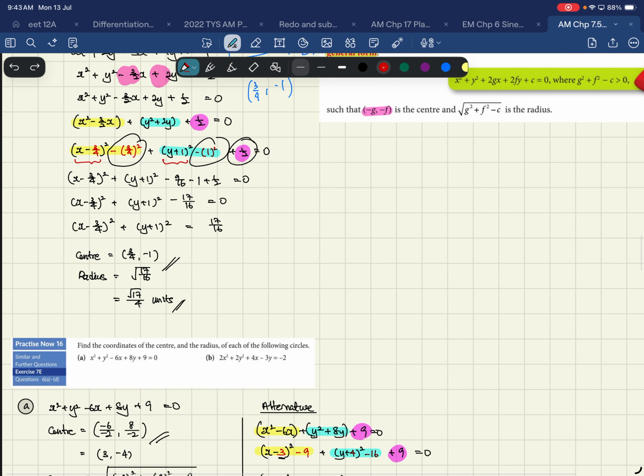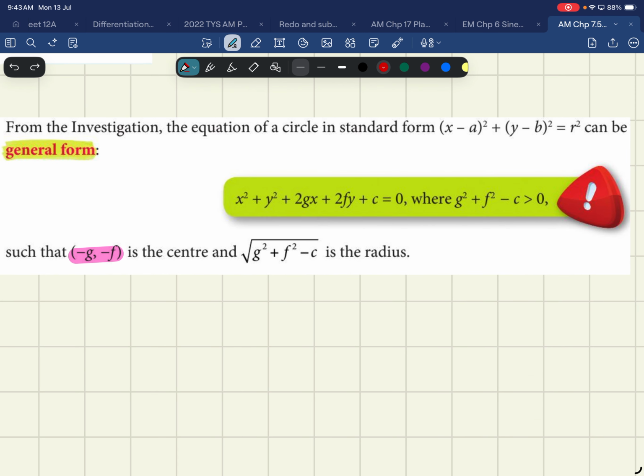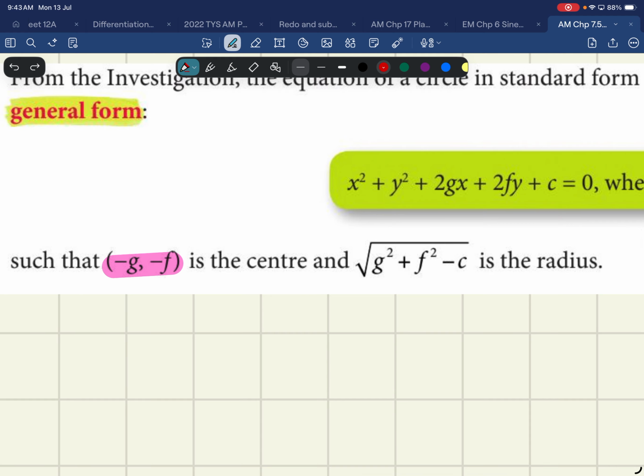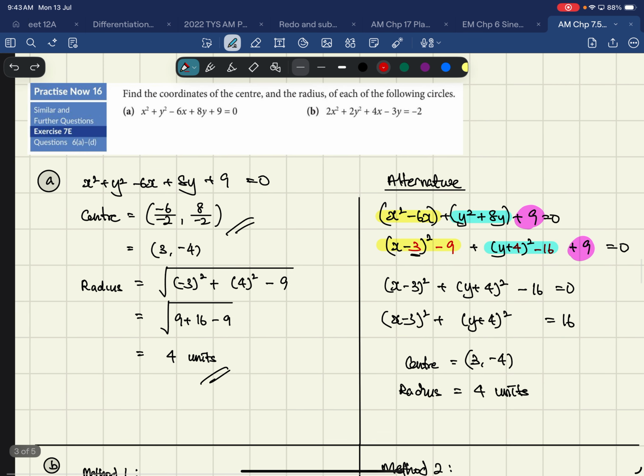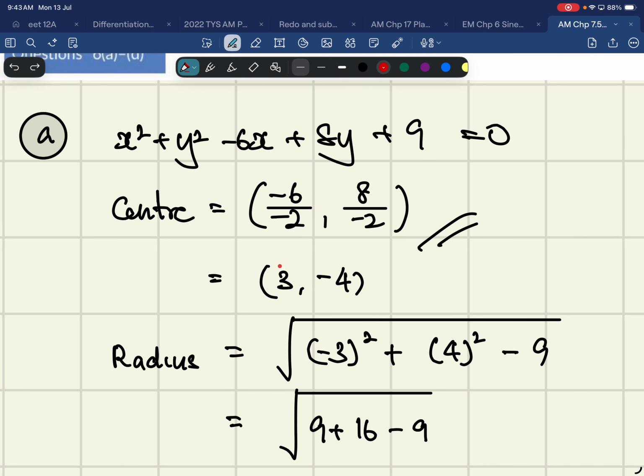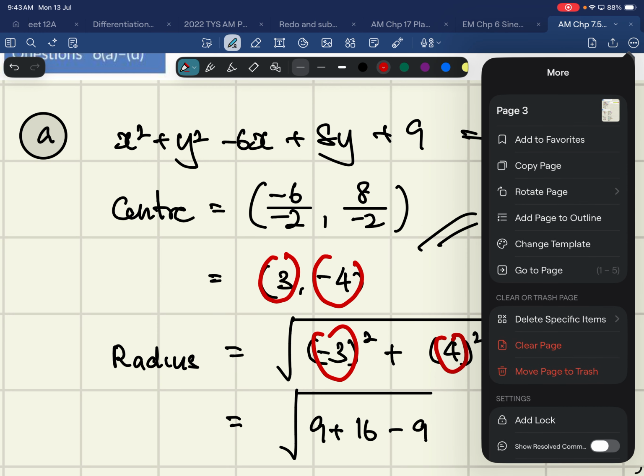Okay, next one. How do I get the radius? This one is a bit troublesome. You see, center is minus g, minus f. Then radius is the square root of g squared plus f squared minus c. What? That sounds quite bad, right? It's so messy, so confusing. So how I remember is this way. Whatever the answer here, I will flip the sign. It was a 3 for the center's x coordinate, so I'll write minus 3 bracket square. When it's a minus 4, I will flip the sign also, become 4. So basically, whatever the center's coordinate, you flip the sign, and then you square it.